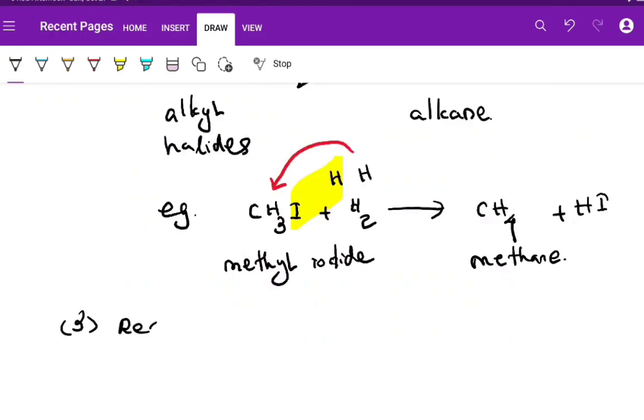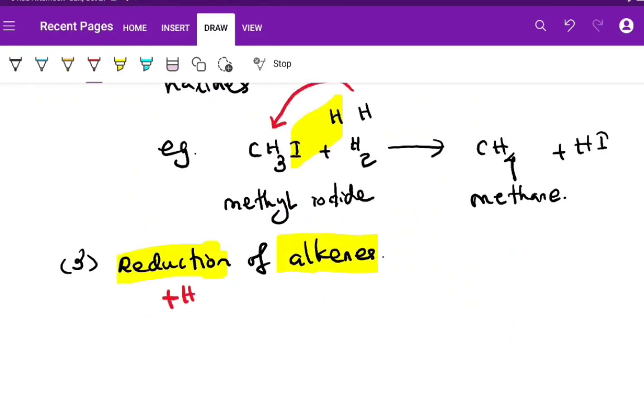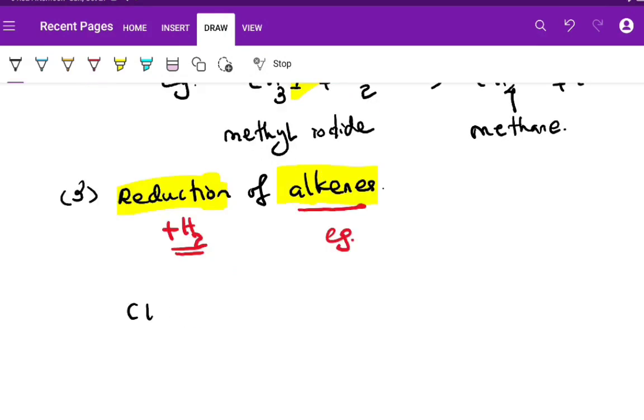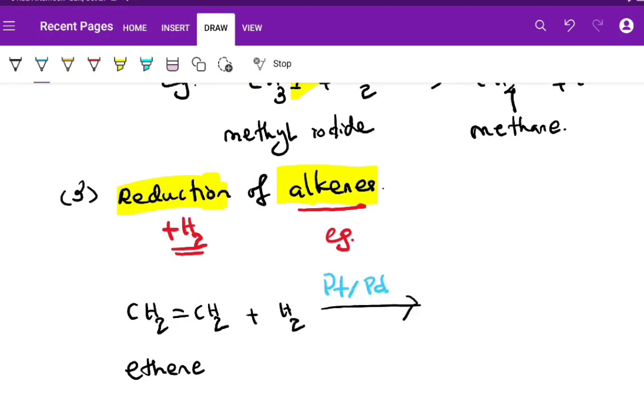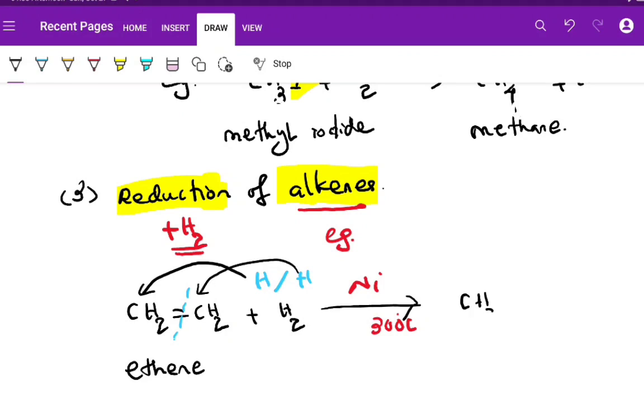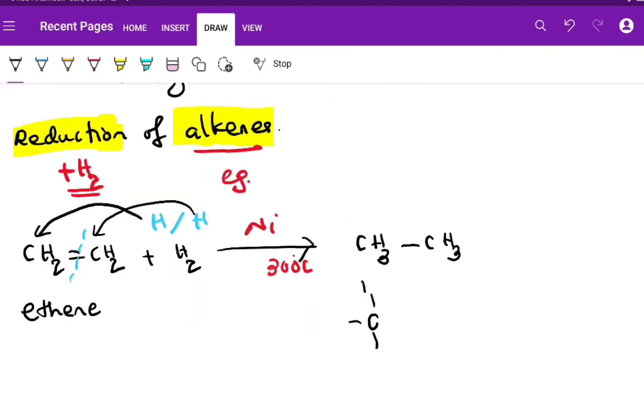The third way is the reduction of alkenes. In reduction, we add H2. We use an alkene with 2 carbons, which is ethene, as an example. Adding H2, we can use platinum or palladium or nickel at 300 degrees Celsius. Two hydrogen atoms combine, one to each carbon at each side of the double bond. The product is ethane and now each carbon atom is saturated with 4 bonds.